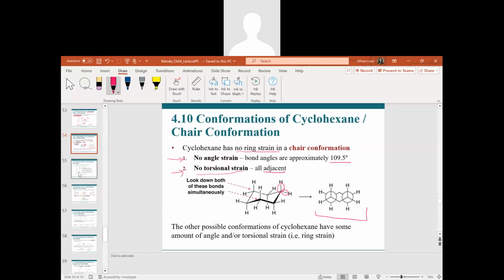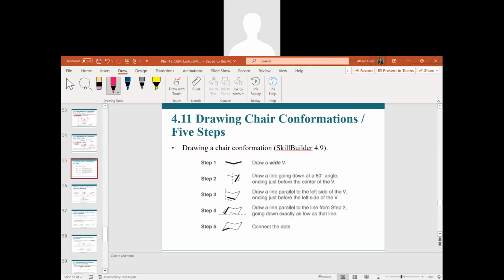So let's take a look here. If we wanted to draw this chair conformation, they tell us that we should start by doing a wide V. Maybe I'll do a little wider V, then drawing down like this, drawing up, and then we do the same thing over here, down and then up. It takes some practice to get used to, but your chair will look something like this. Yours probably look better than mine if you actually draw on paper.